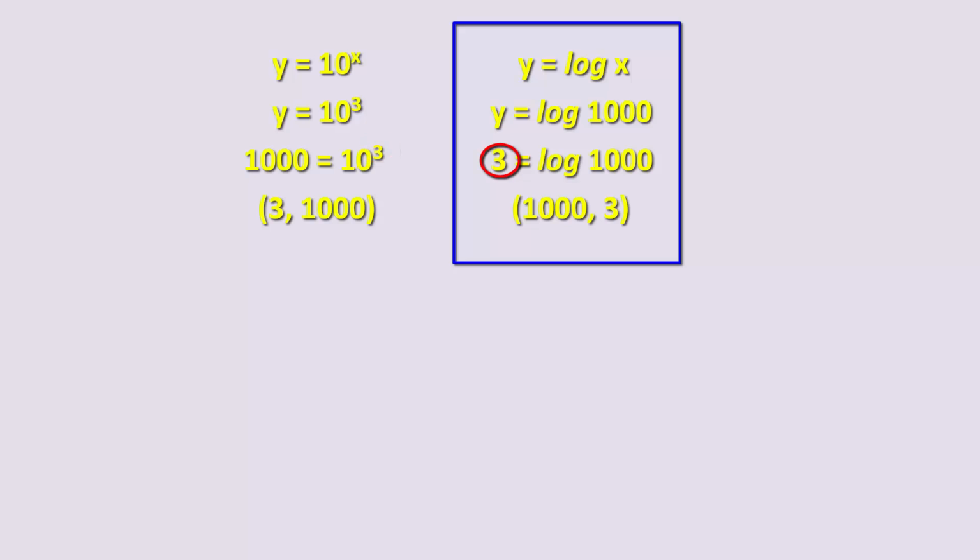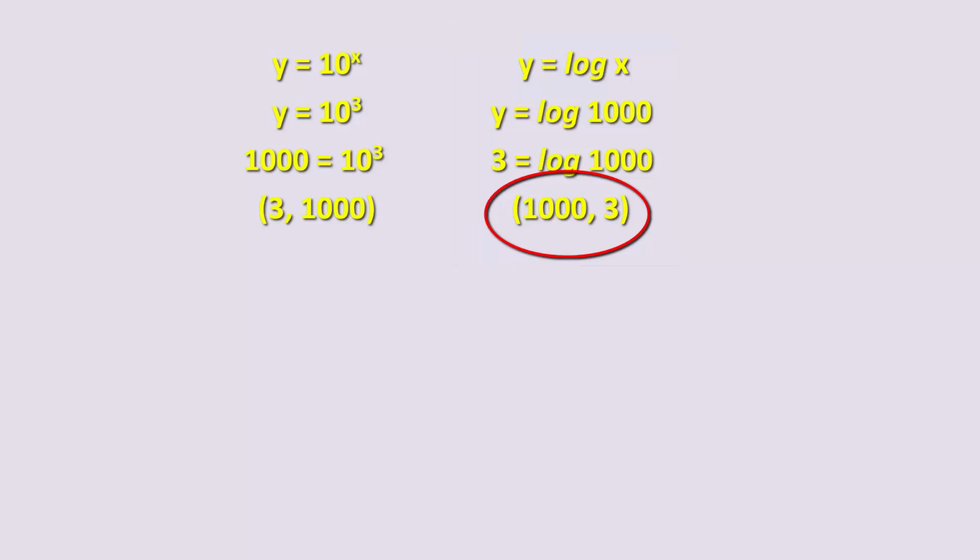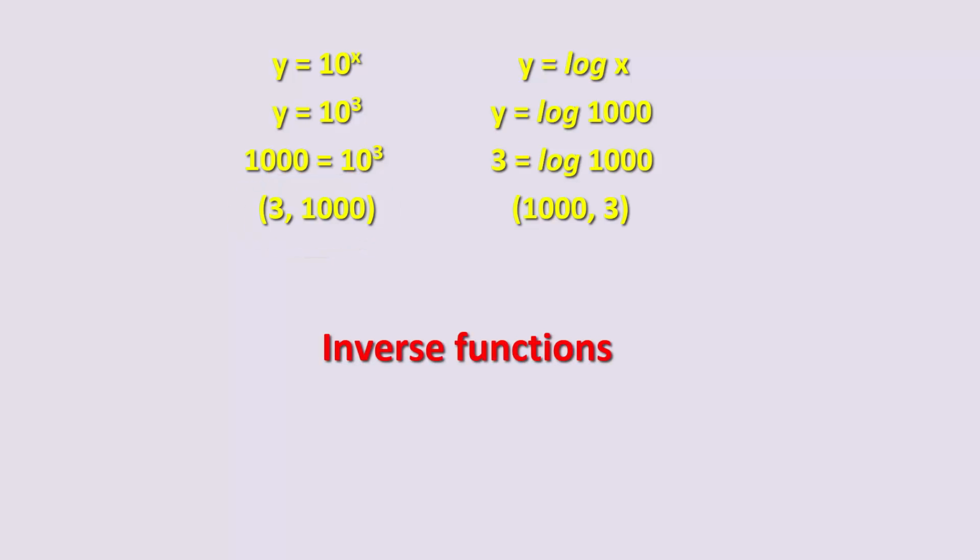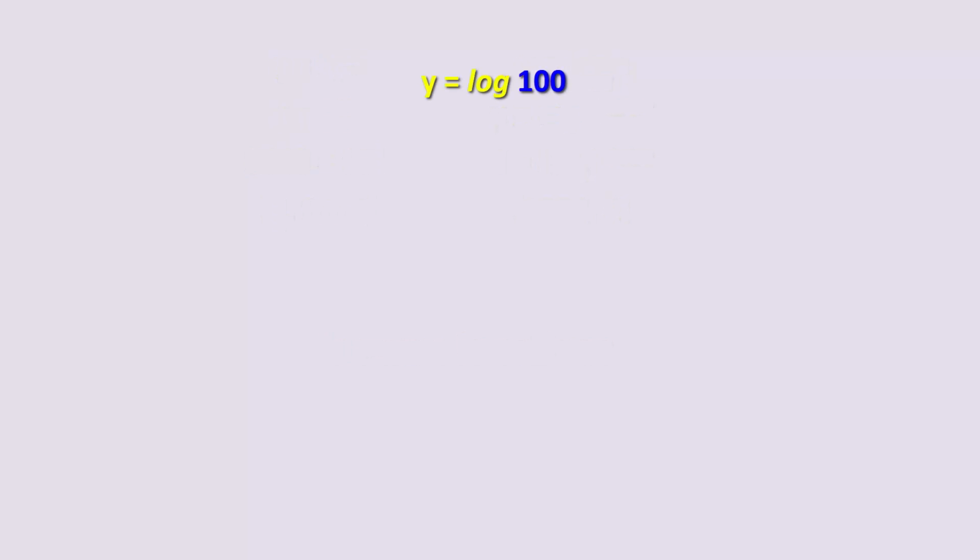Notice that what we just got was a situation in the logarithmic function where we entered 1,000 for x and we got back 3 for y. But in the original exponential function, we put 3 in for x and we got back 1,000 for y. These are inverse functions because they switch the x and the y. If we look at y is equal to the common log of 100, then we're looking for the exponent of 10 necessary to produce 100. That common log must be 2.